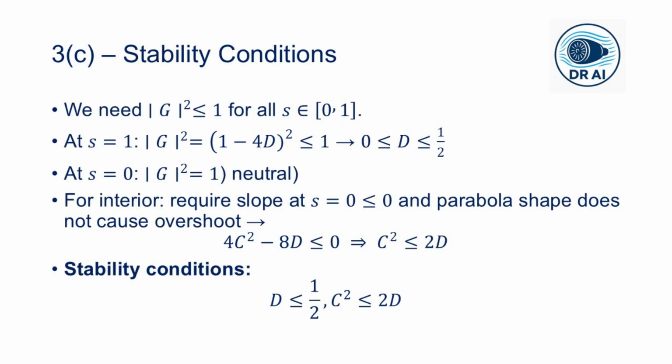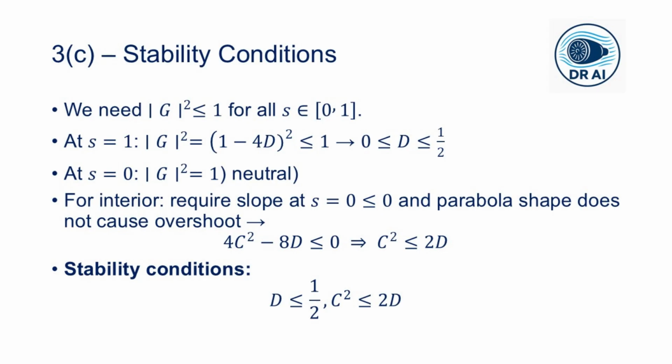So consider the endpoints. At s equals 0, the modulus of g squared equals 1, which means it is neutral. But when s is equal to 1, the modulus of g squared must be equal to 1 plus 4c square minus 8d plus 16d square minus 4c square. This particular expression must be less than or equal to 1. So this gives us that 0 must be less than or equal to d, which must be less than or equal to half. So the first stability condition is that d must be less than half in number.